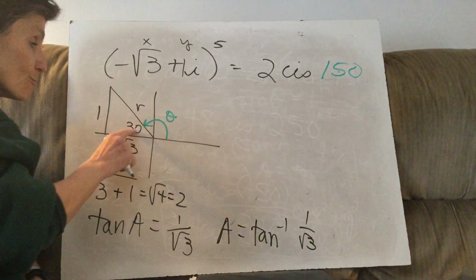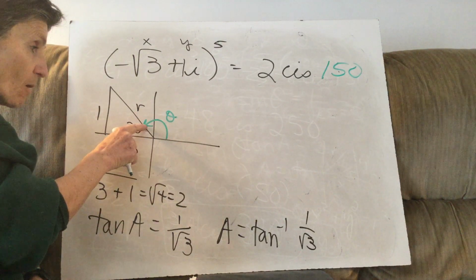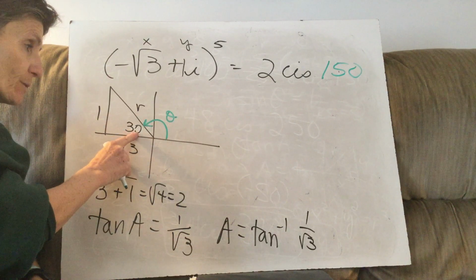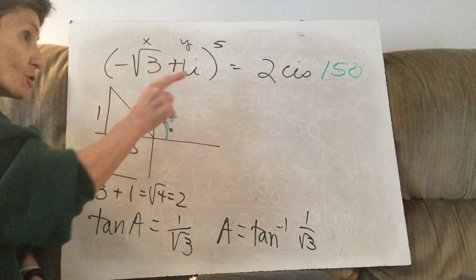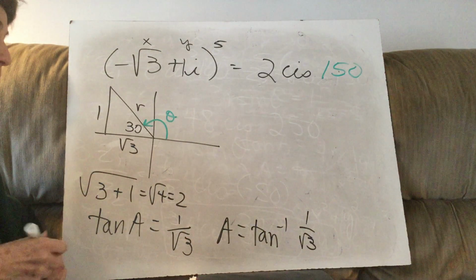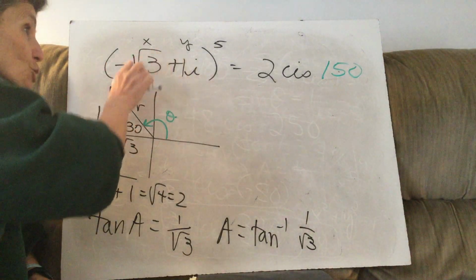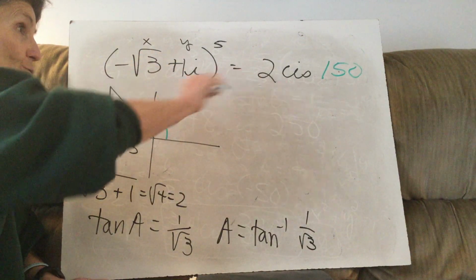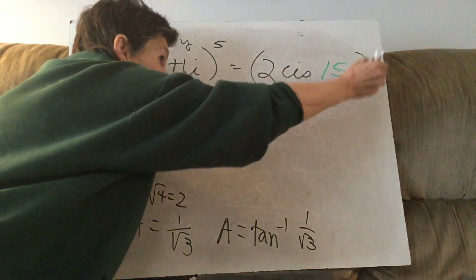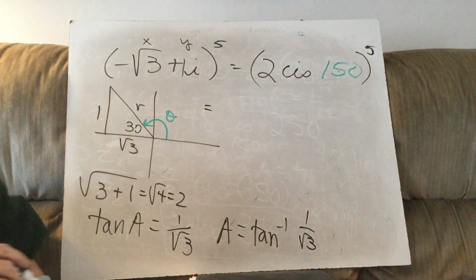It is 180 minus 30. We only got this far. We didn't get all the way to 180. We only got this far. So it's 150. Now, this is not the answer. All you have done is change this number into polar form. You still need to take it to the 5th power.